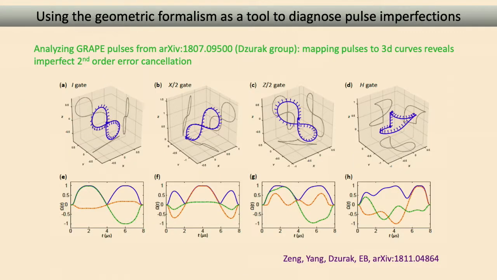So in addition to creating new pulses, we can also use this technique to analyze pulses that people are already using in the lab. So in collaboration with a group at the University of Sydney in Australia, we took the pulses they were using that were generated from numerical recipes and we analyzed what's wrong with them by mapping them to these curves. So this is a collaboration with their group.